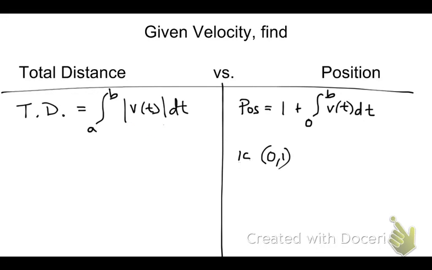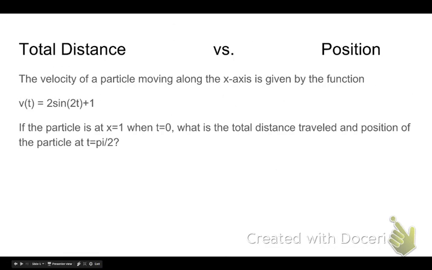So let's do a problem that pertains to this. Total distance versus position. It says the velocity of a particle moving along the x-axis is given by the function 2 sine of 2t plus 1. If the particle is at x equals 1 when t equals 0, what is the total distance traveled and the position of the particle at t equals pi over 2? So let me separate our workspace into two areas. Over here we're going to do total distance, and over here we'll do position.